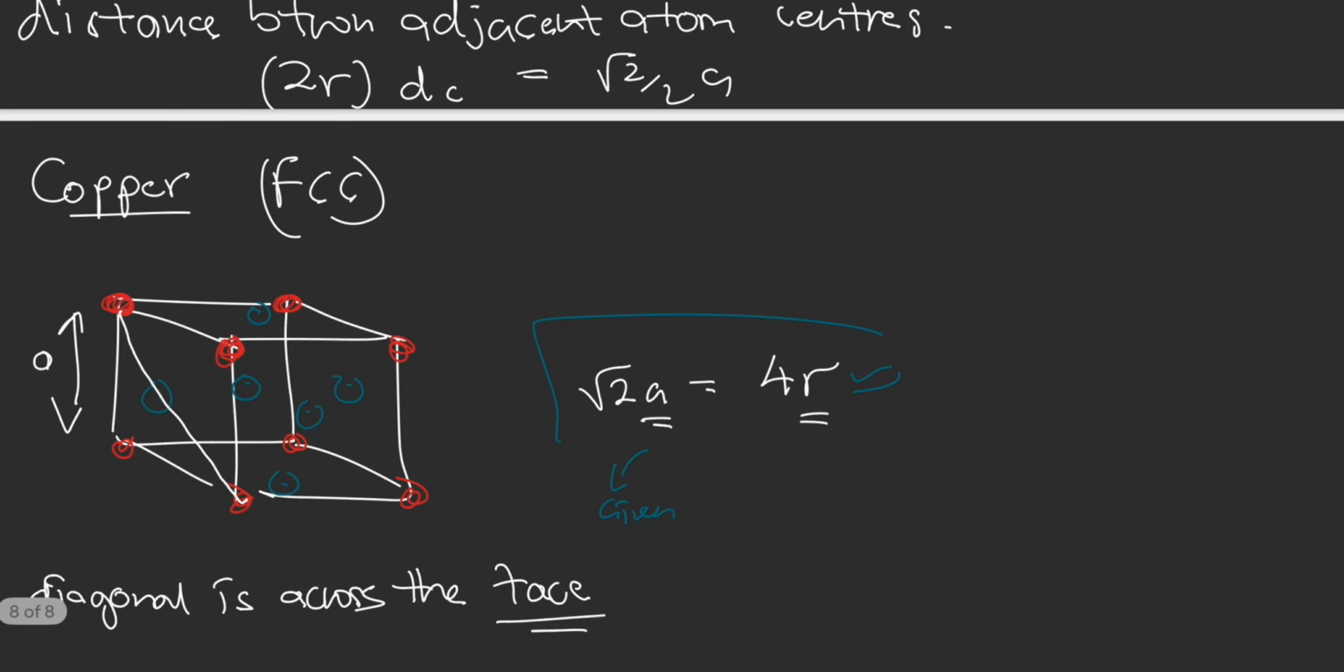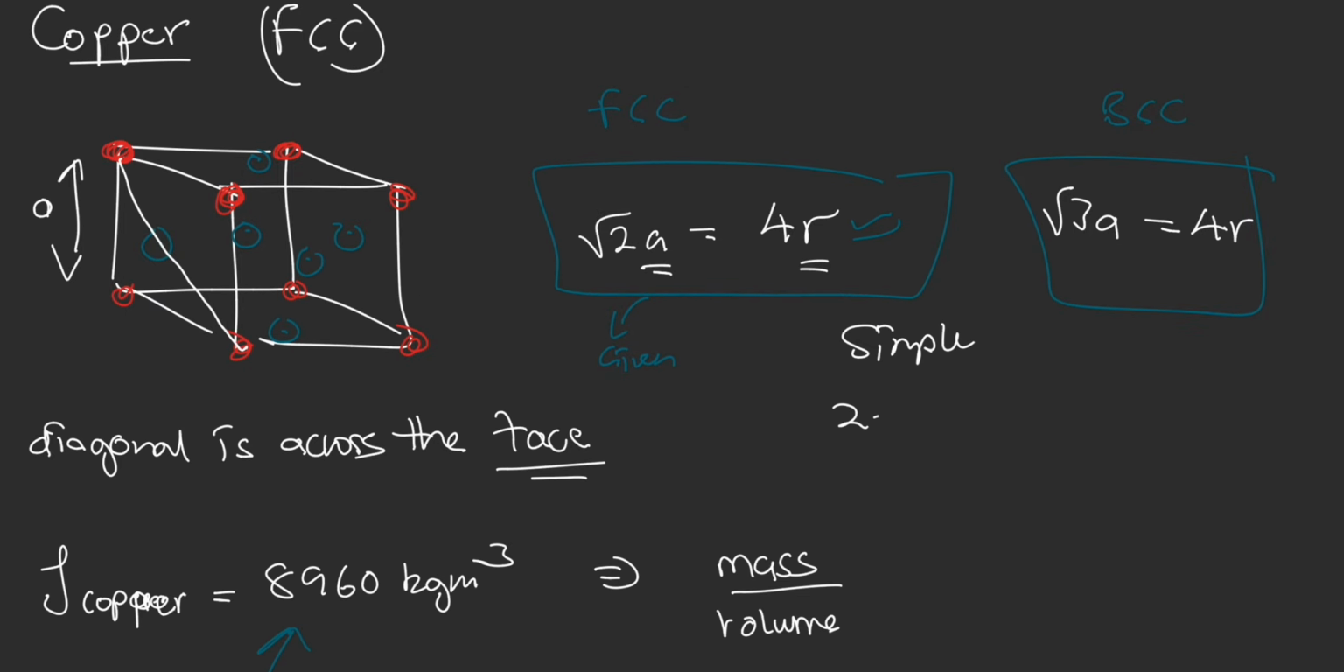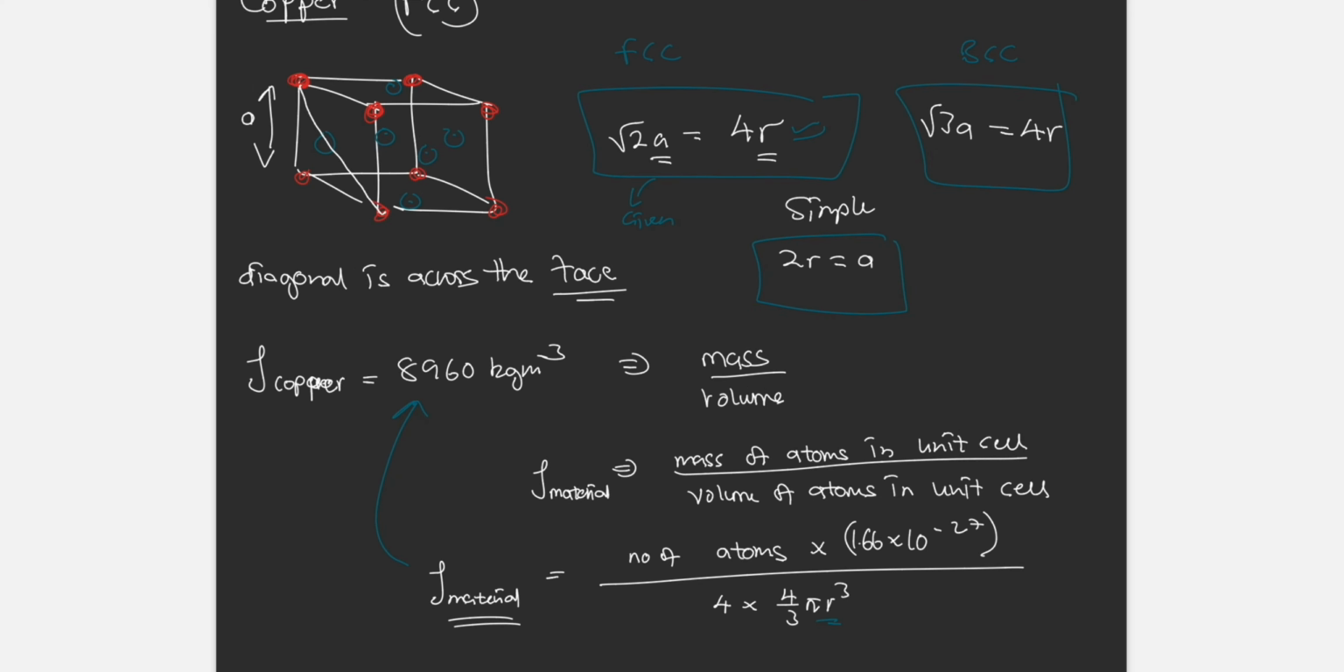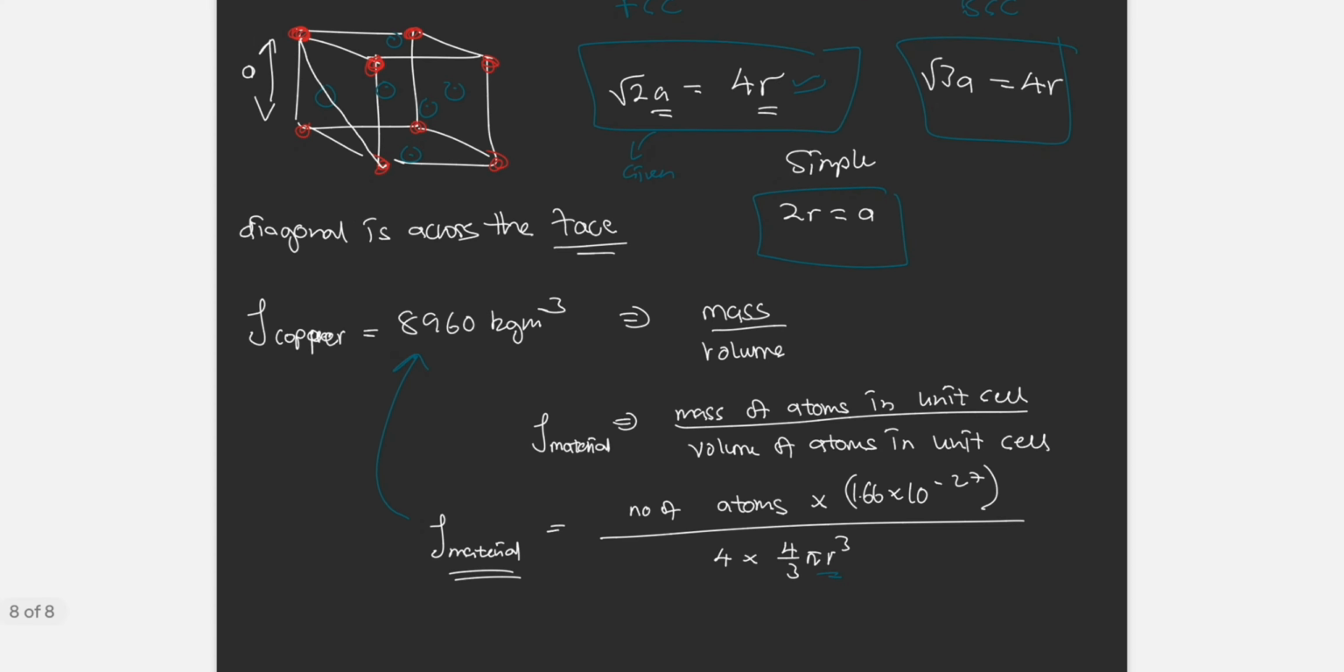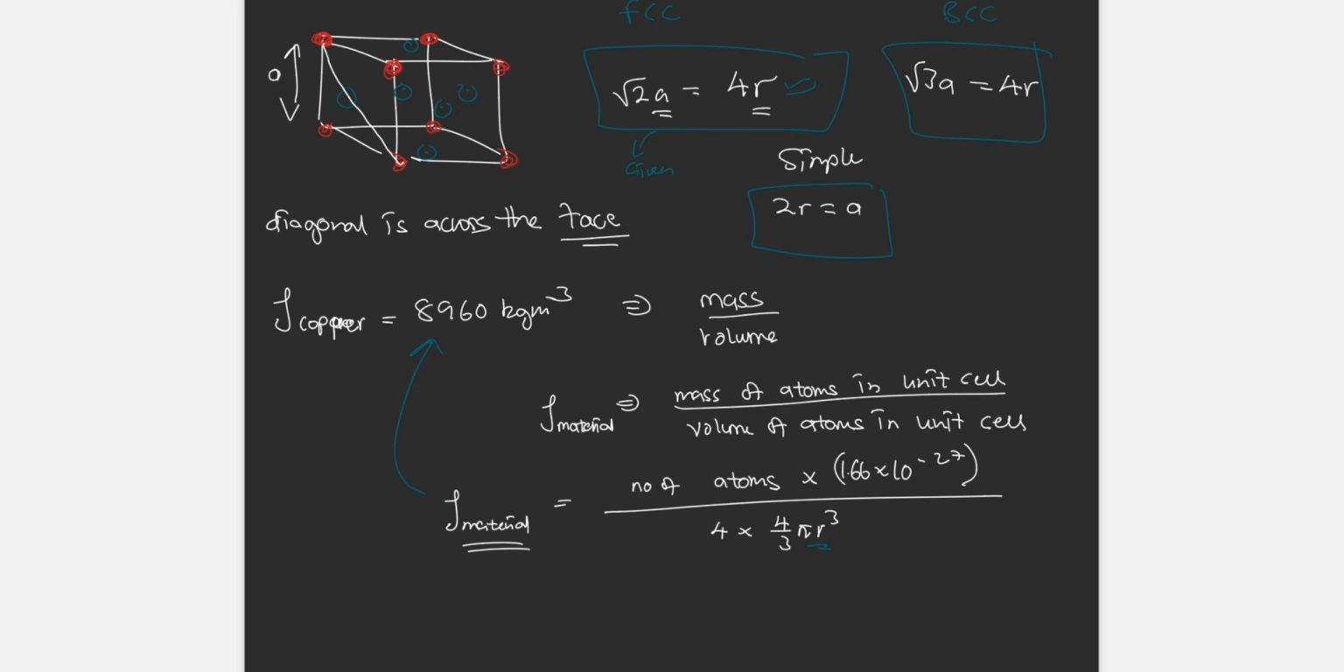If you can find the radius, you know this relationship, so you can find the value for the lattice parameter A. So this is for FCC, and you know that for BCC, √3a is equal to 4r. And you know that for simple, 2r is equal to a. So you can play around with this. If you just know this for these three different structures, you can find the value of r, the value of A, and basically get what you want. So this is an application of this fact, why we need to know this.